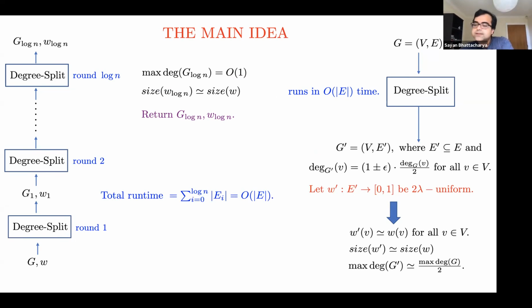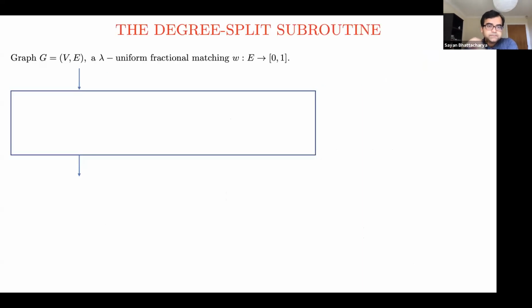So you return G log n, W log n. And so this is how it works in the static setting. Now let's look at the degree split subroutine for a uniform fractional matching. And the degree split subroutine works as follows.